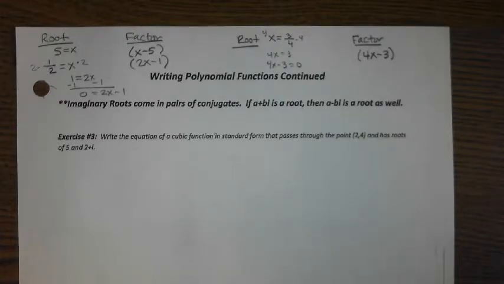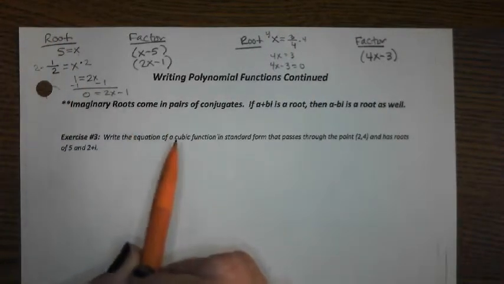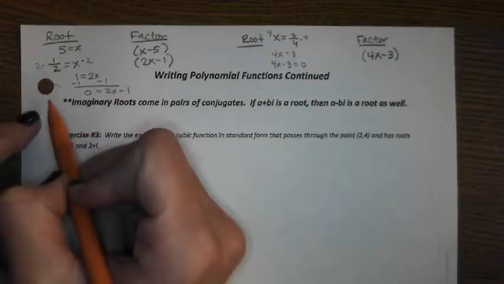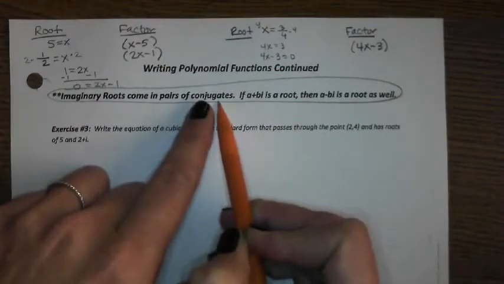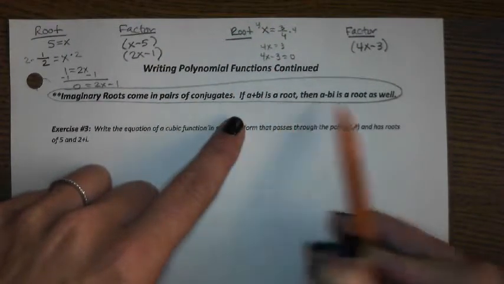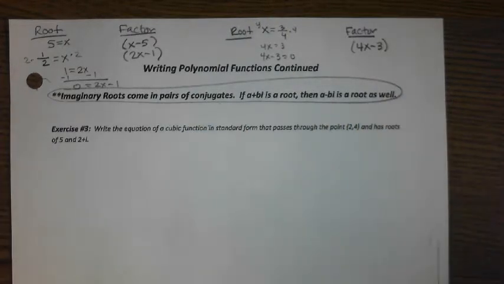Does that make sense? Okay, so when we're dealing with imaginary roots, there are 2 key things you have to know today. The first one you sort of have already known. Imaginary roots come in pairs of conjugates. So if a plus bi is a root, then so is a minus bi. Most often they're going to give you one imaginary root, and you're going to have to know the other one on your own based on this conjugate idea. Is that understood? You have to come up with your other one based on the conjugate.